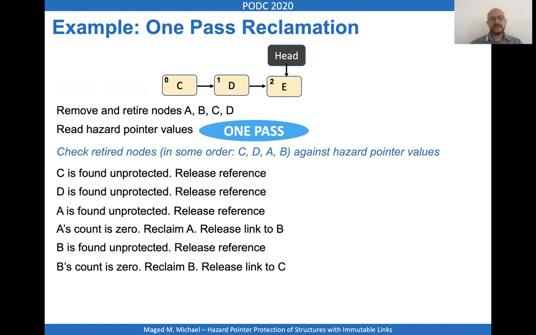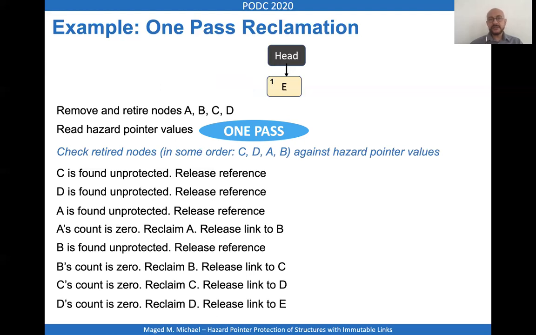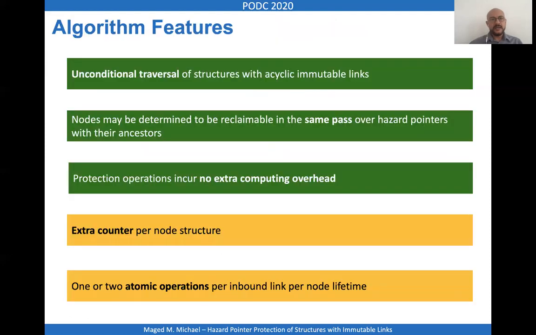Now we can reclaim B and release the link to C. Again, we reclaim C and release the link to D. And finally, reclaim D and release the link to E. So we were able to reclaim any number of nodes with their ancestors in the same path. So the features of the algorithm are that it allows unconditional traversal for structures with acyclic immutable links. It allows the reclamation of nodes in the same path as their ancestors, let's say if none of them are protected.